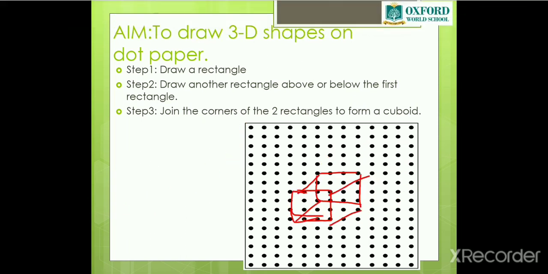So I hope this is clear, how we can draw 3D shapes on a flat surface like a dot paper. And for this we need to know the number of faces, number of corners, and the edges of the shape. This means that we have to know the properties of the 3D shapes if we want to draw any 3D shape on a dot paper. So I hope this is clear now.